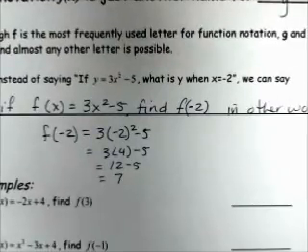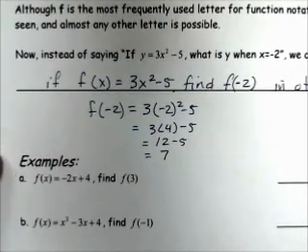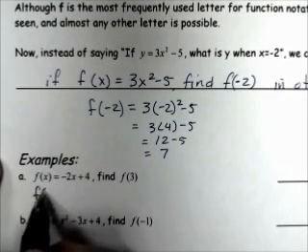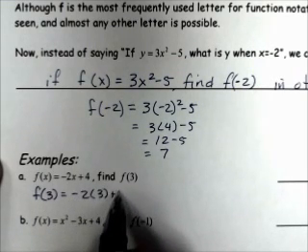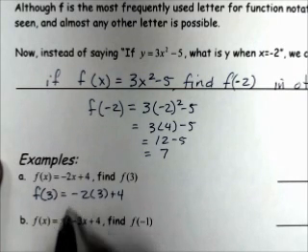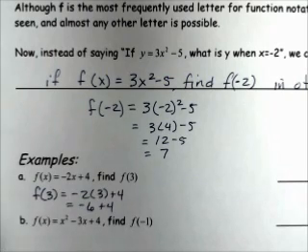Some more examples. f of x equals negative 2x plus 4. Find f of 3. So we say f of 3 is equal to negative 2 times 3 plus 4. We're replacing our x's with 3. Negative 2 times 3 is negative 6, plus 4 is negative 2.